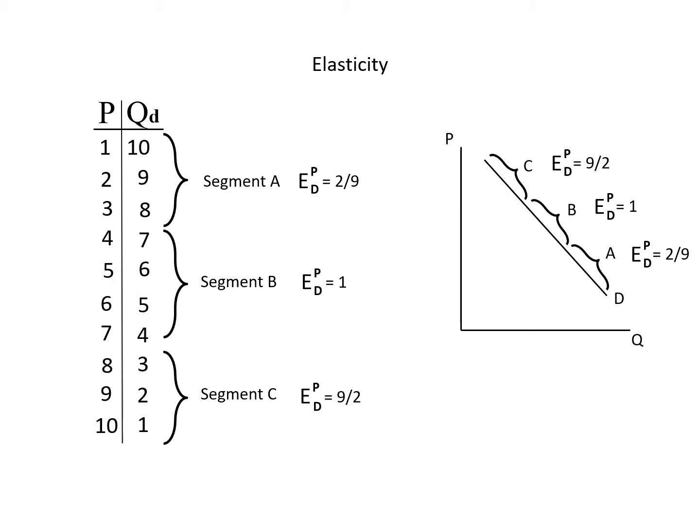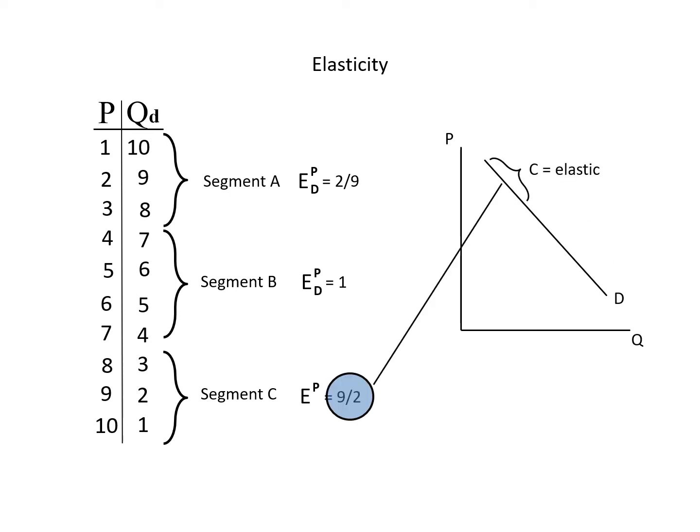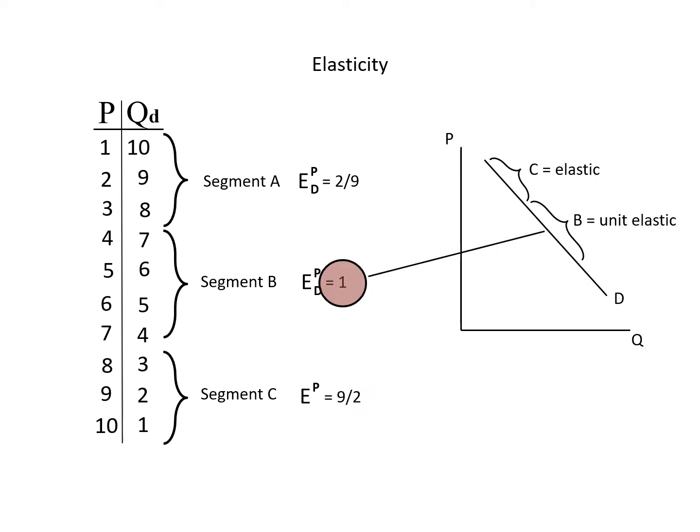And for line segment C, the price elasticity of demand is 9/2. Remember now, these are absolute values. A coefficient of price elasticity of demand of 4.5, which is greater than 1, means that this line segment is elastic. At the higher prices, this demand curve is more elastic. As the price goes down, it becomes less and less elastic and approaches unit elasticity. As the price goes down farther, the demand becomes inelastic.